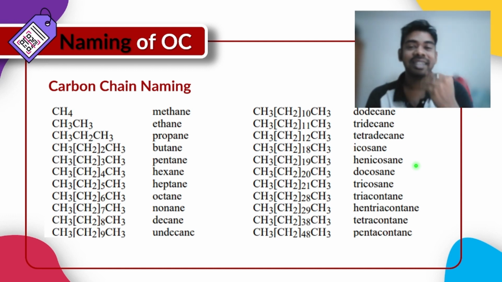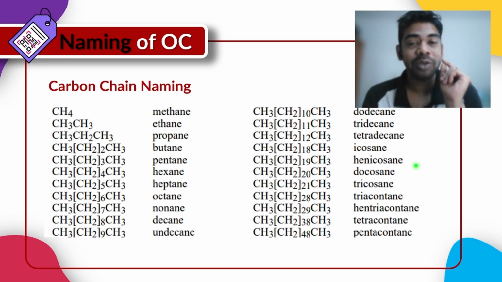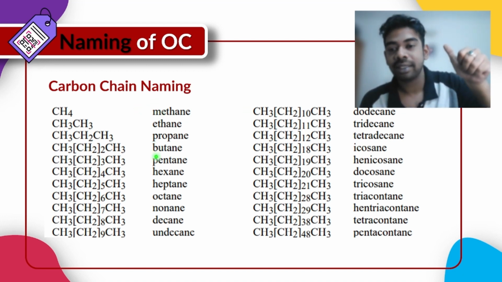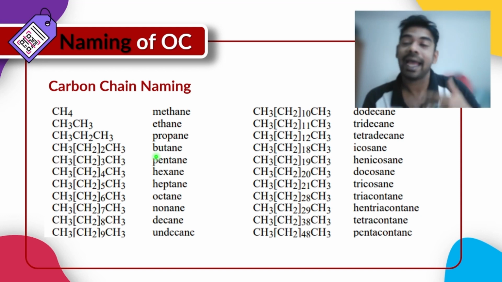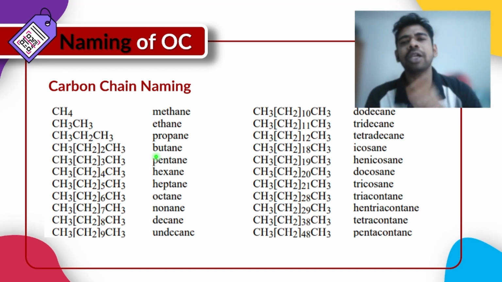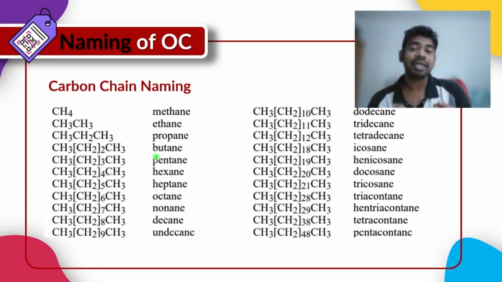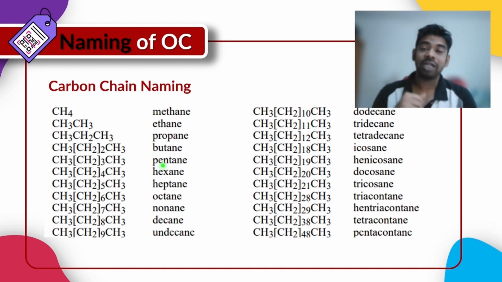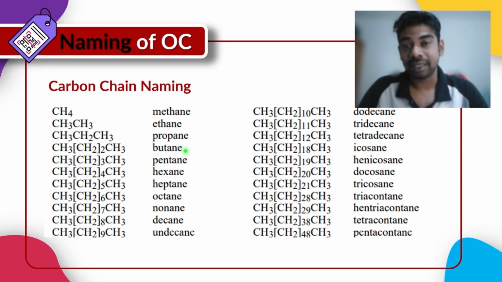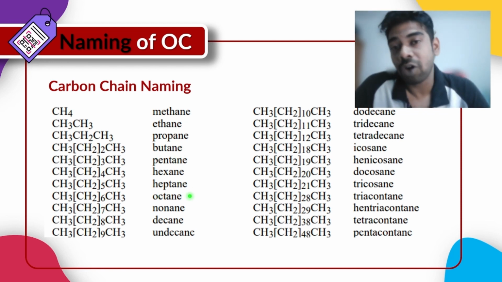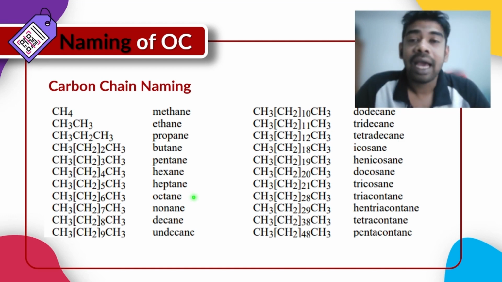Now, there is a very simple trick to remember this. You need to just memorize the first four: meth, eth, prop, and but. Then after that, what you have to follow is basically the regular polygon names. So you have pentagon, so pent is five. Then you have hexagon, so six. Then you have heptagon or septagon as seven, then octagon, then nonagon, and then decagon.